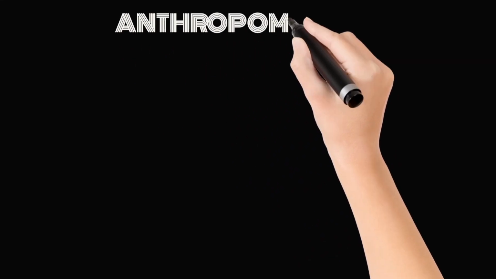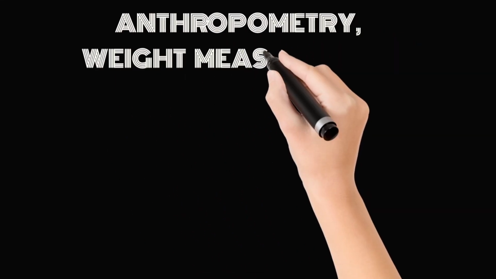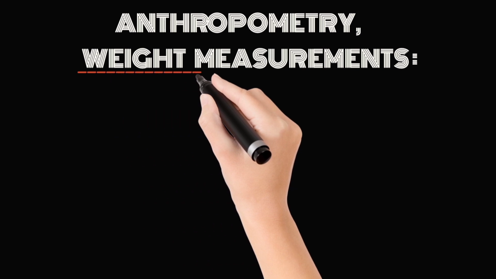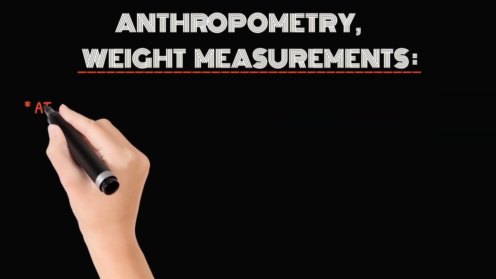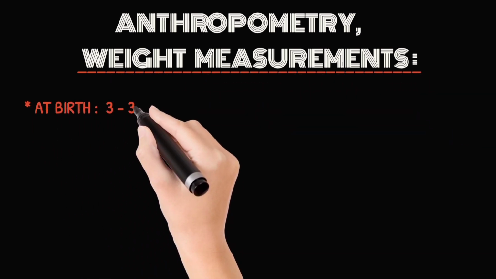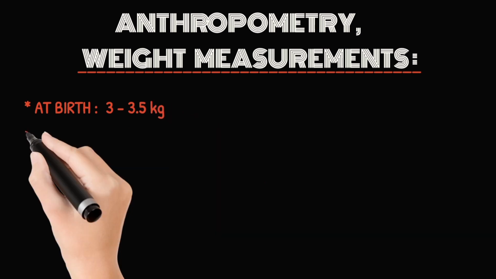So now let's discuss anthropometry, the weight measurement. Here we will discuss the different weights in different pediatric ages. So at birth, the weight is about 3 to 3.5 kilogram.